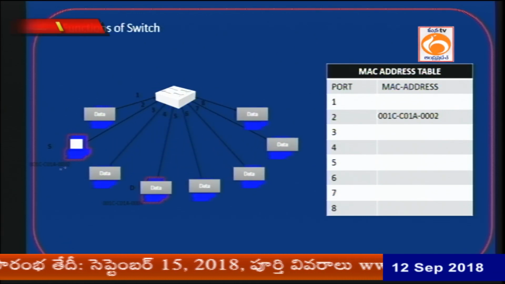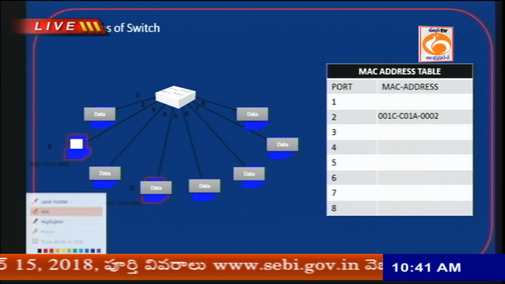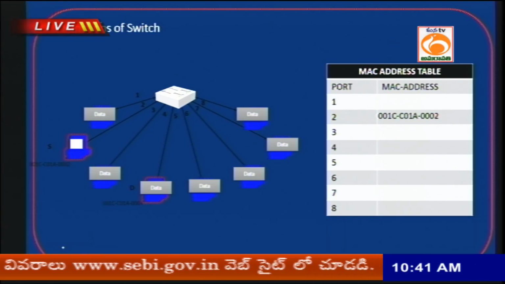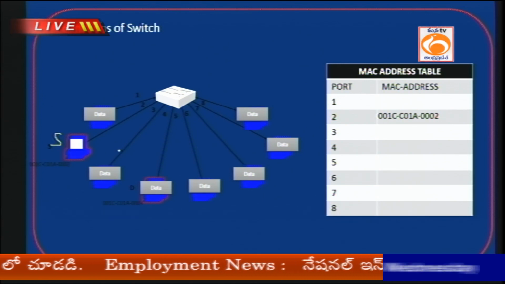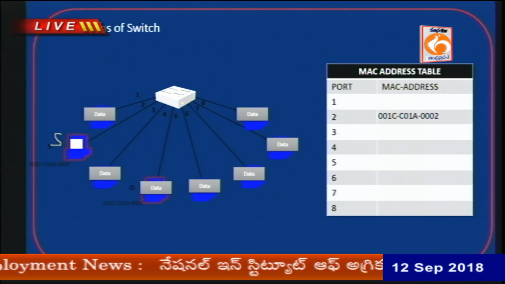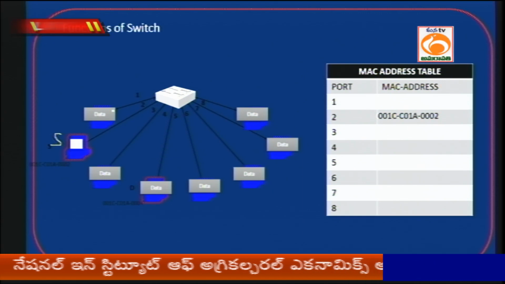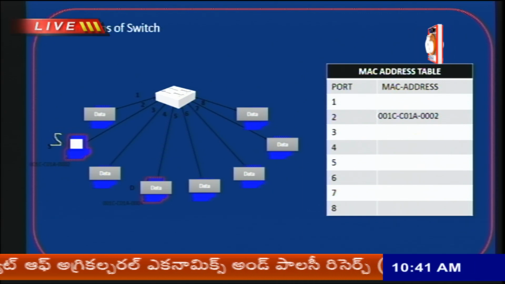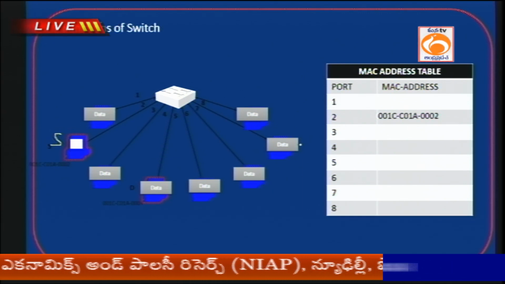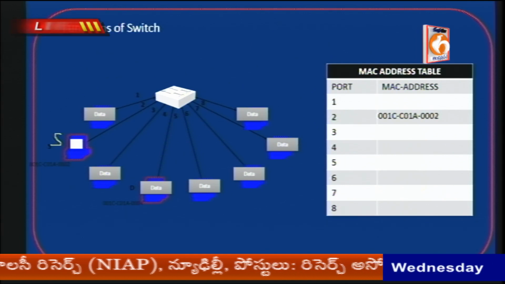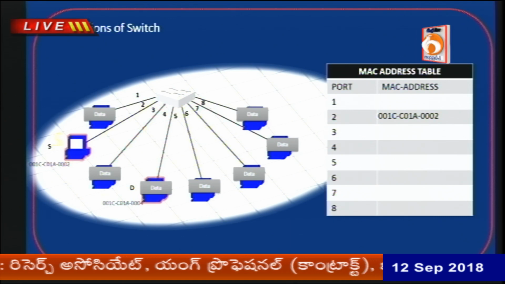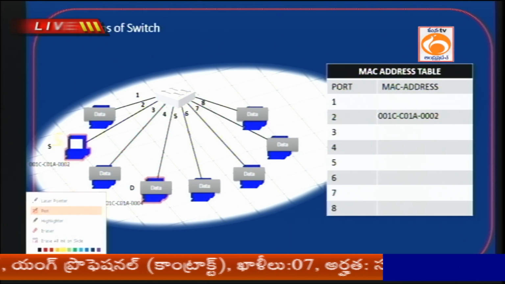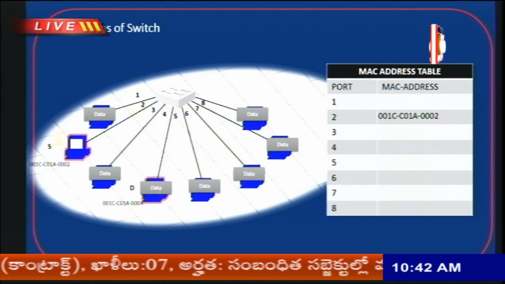So, you can see this particular device, computer 2, which actually sent the data, is a source, and the switch received the message, and then we have the message delivered to all the ports because the destination was not available in the MAC address table. So, all the devices will discard this message except this computer number 4, because for that particular computer the destination MAC address will match.